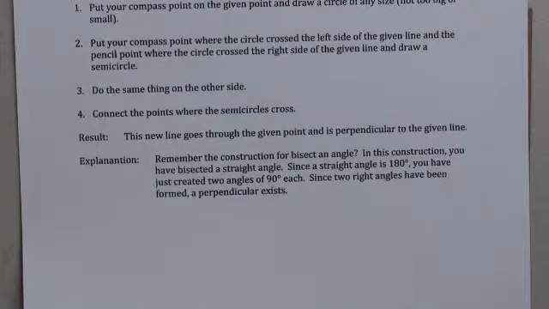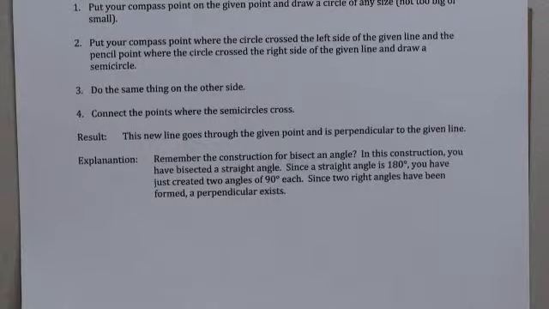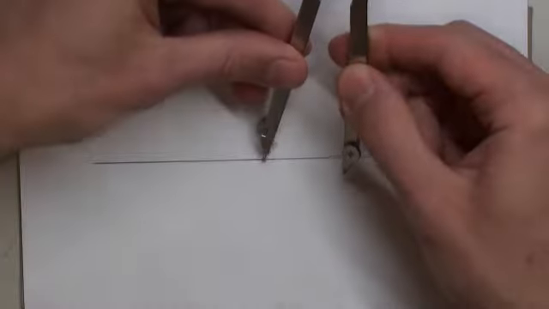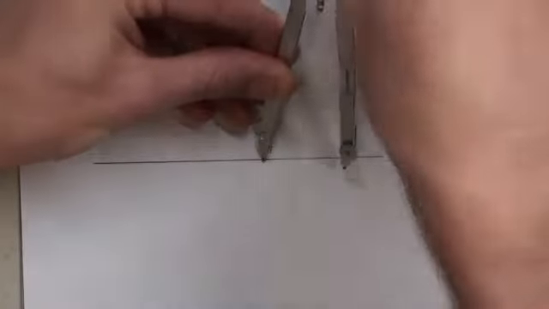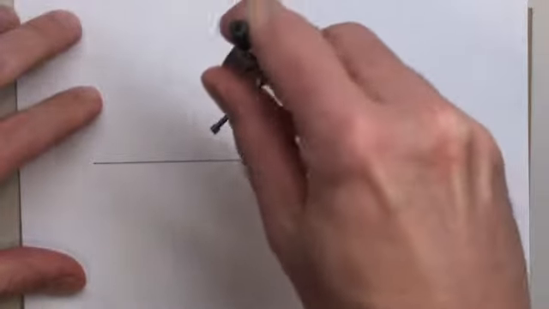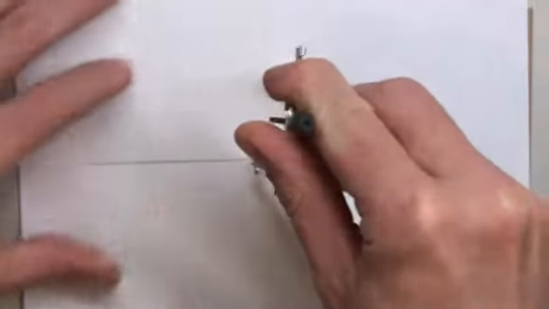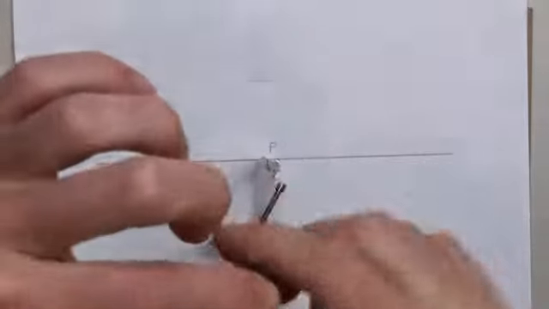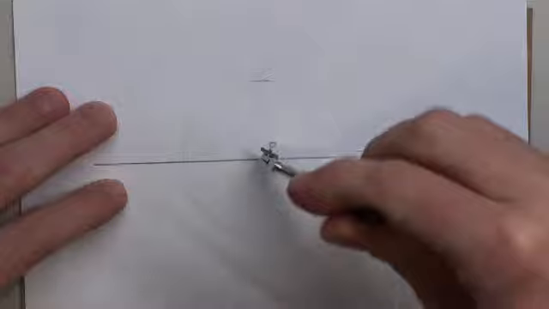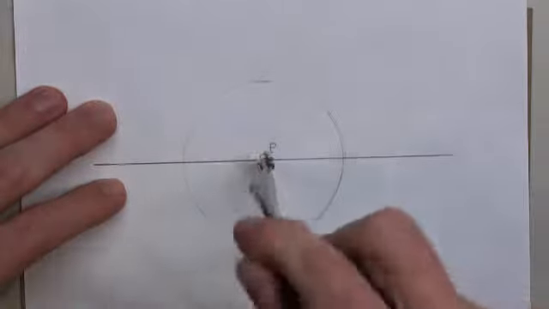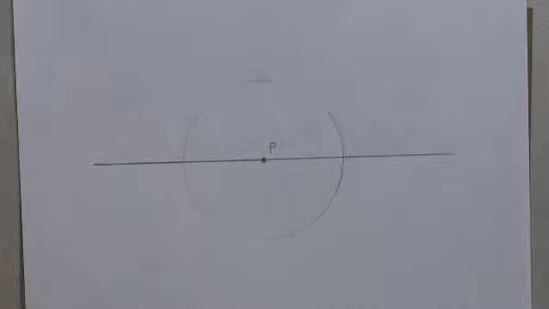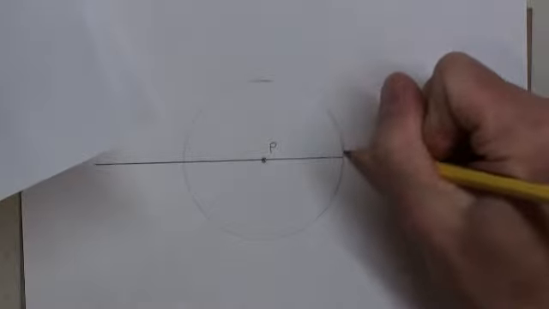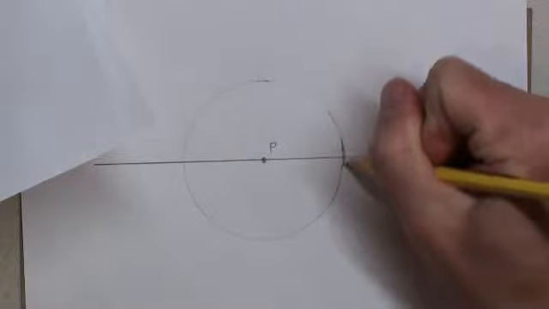Okay, so look at step 1. Put your compass point on the given point and draw a circle of any size. Not too big and not too small. Whoops, not too big, not too small. So I'm going to take my compass and put the compass point on point P. And where I have it set right now is a pretty good size. So I'm going to draw a circle with my compass. Okay, close enough. Let's just fudge that a little bit.